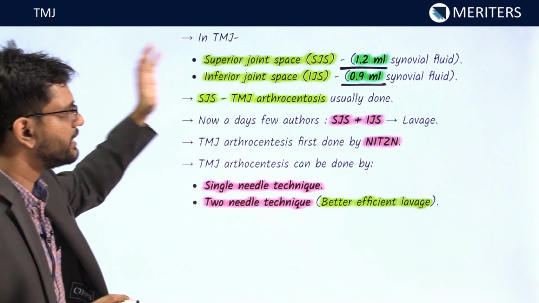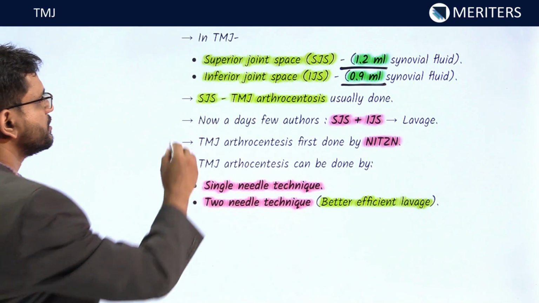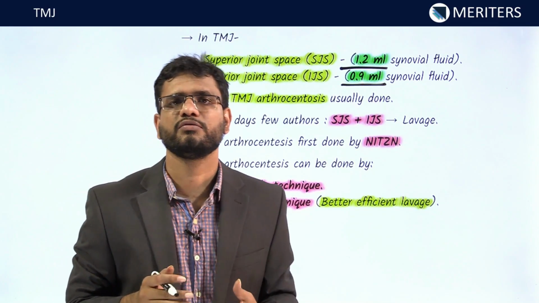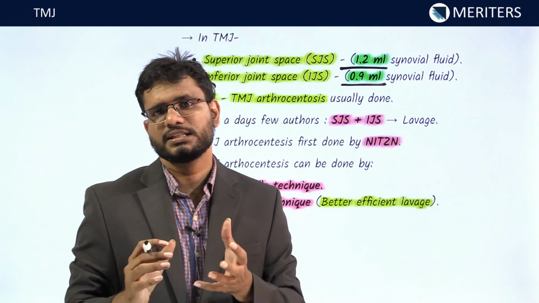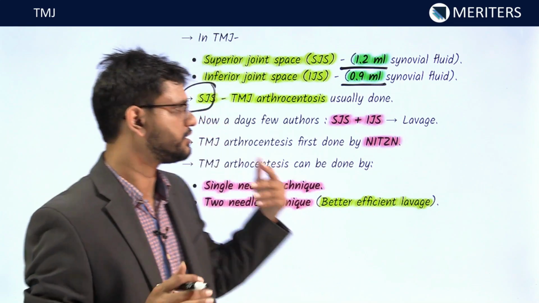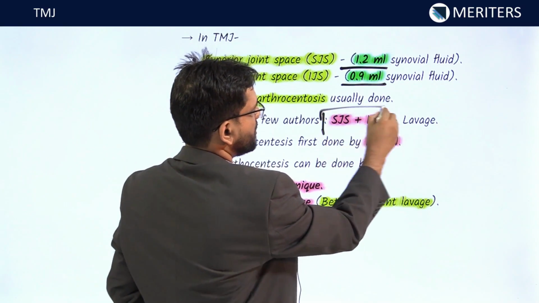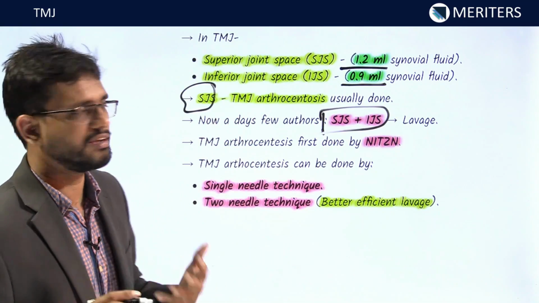So when we are doing the TMJ orthocentesis, generally it is done in the superior joint space. Nowadays, some authors say that it has to be done within both, because the whole area is going to be flooded with the chemical mediators. So why do it for the superior only? You can do the superior as well as inferior joint space lavage also.